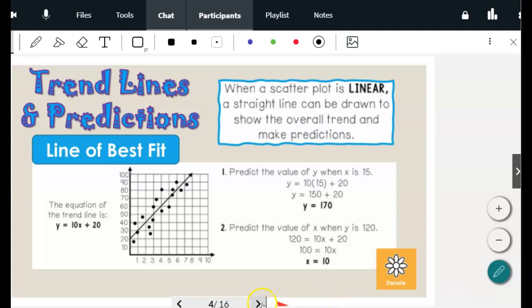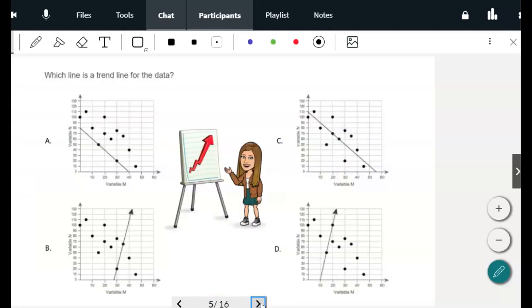So we're going to focus first on the trend lines. If we look at this, which line is a trend line for the data? So this one doesn't go through the middle of it. It's just hitting these 2 points. So that's not very accurate. Look at B, way off. C looks pretty good. D's, again, way off. So C is our best answer there. So that's just picking out the trend line from the data on a multiple choice question.